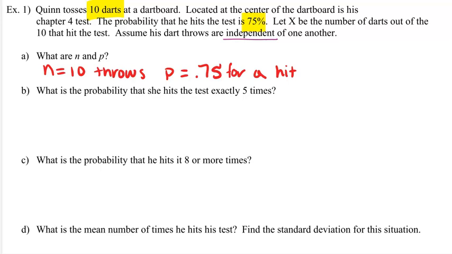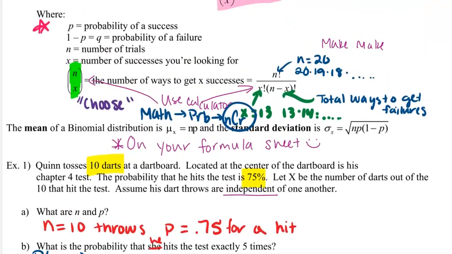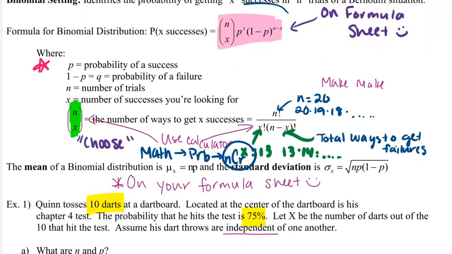All right. Part B says, what is the probability that he hits the test exactly 5 times? So we are looking at the probability that I hit the test exactly 5 times. Okay. So here's the deal. I'm only looking at 5. So usually if I want more than 5, I'm going to have to go through my formula many, many, many times. So this is what I'm going to be using right now.